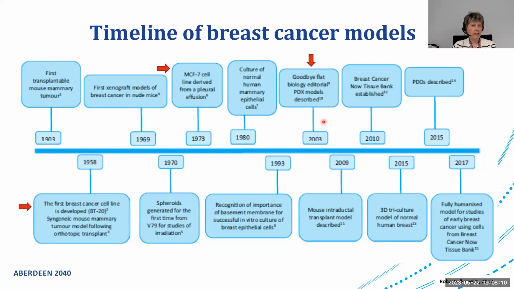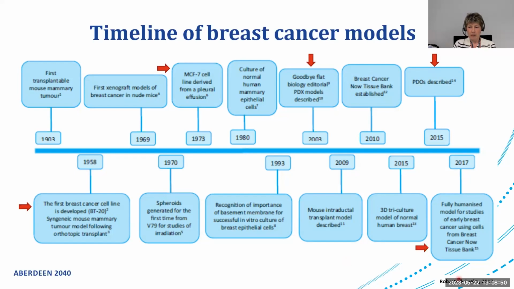In 2003, there was a seminal publication, which I'll describe in a little more detail in a moment, an editorial published in Nature. Also at that time, the development of patient-derived xenograft models was described. In 2015, about 7 years ago now, so-called patient-derived organoids were described, and these are a step up from the patient-derived xenografts, which use animals. The patient-derived organoids use only human tissues.